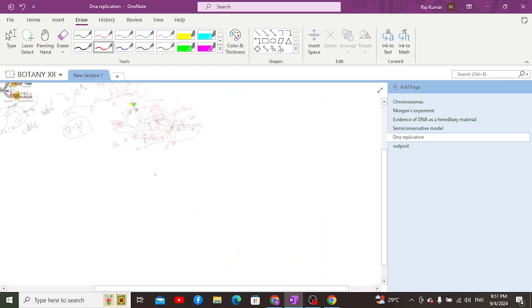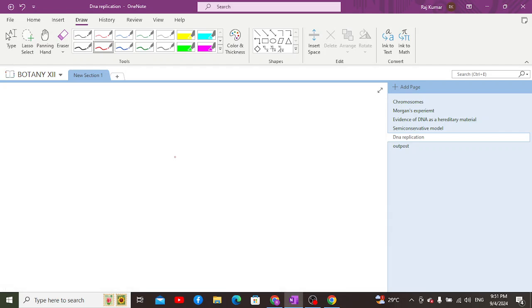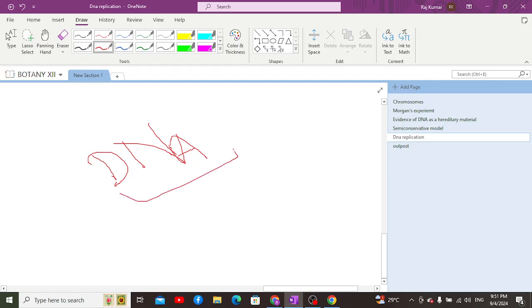Now, what actually happens in the termination phase is that DNA polymerase 1 and 2 act for the proofreading of the DNA and rectify any sort of error which is made during replication.